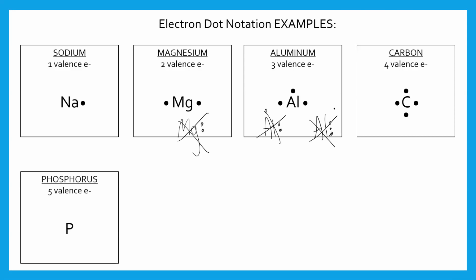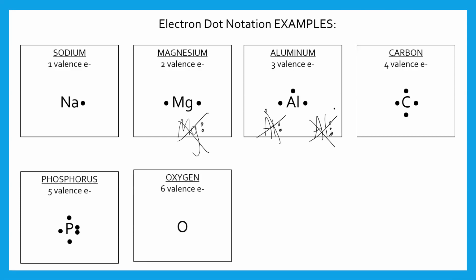Phosphorus is in group 15. I have 1 per side, and now I can double up. But you can double up on any side that you want. So you should have 3 sides with 1 dot, 1 side with 2 dots. Oxygen is in group 16, 6 valence electrons, 1 per side, and then I'm doubling up 2 sides. So once again, yours doesn't have to look exactly like mine, but you should have 2 dots on 2 sides, and then 1 dot on 2 sides for a total of 6.